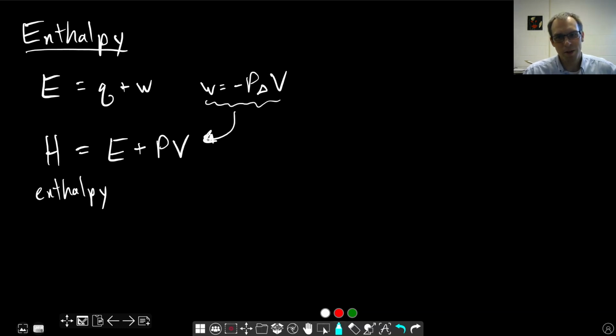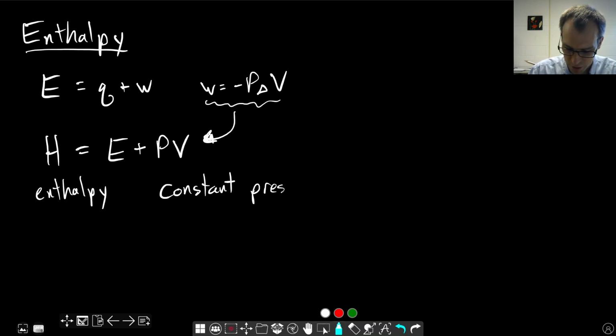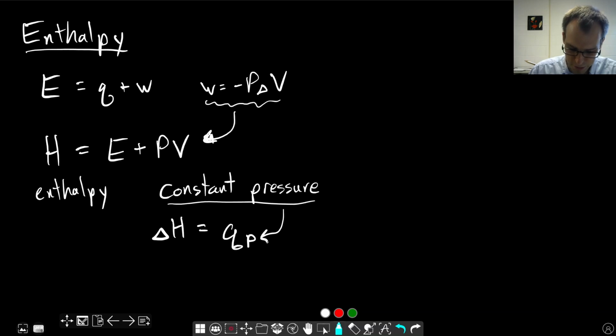For our purposes, the most important thing, though, is that at constant pressure, which is going to be pretty much everything we consider in chemistry, a change in enthalpy for a system is equal to the heat. And we often write that with a little subscript P to indicate this constant pressure part. That's what this P is for. And so this means that enthalpy gives us a way to calculate or keep track of heat that's exchanged between a system and its surroundings.